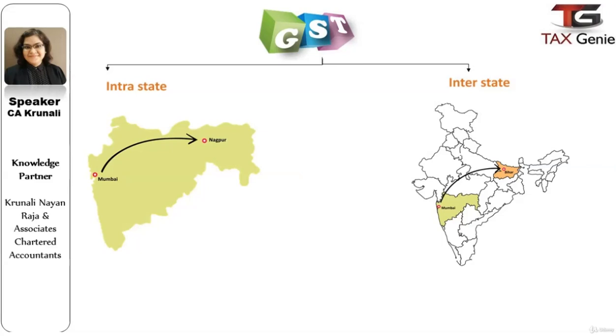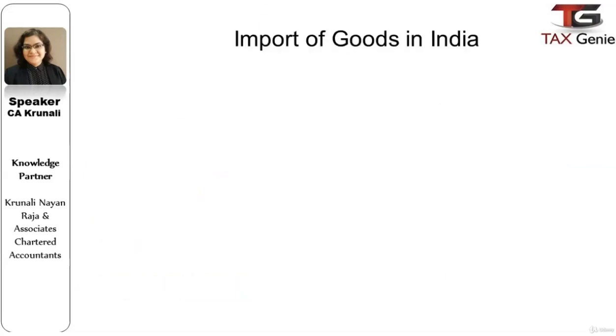Interstate transaction, on the other hand, is a transaction where both the parties are in different states. For example, there is a transfer of goods from Mumbai to Bihar. This would be construed as interstate transaction.